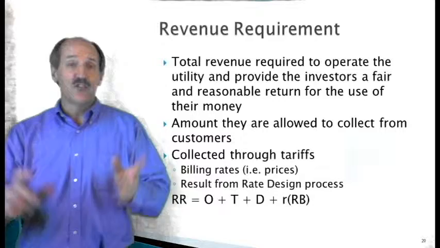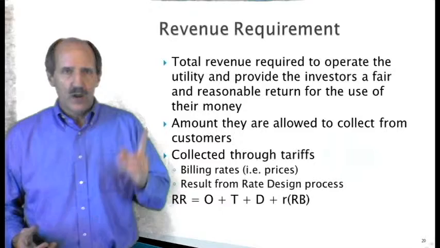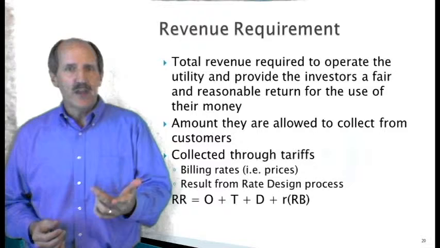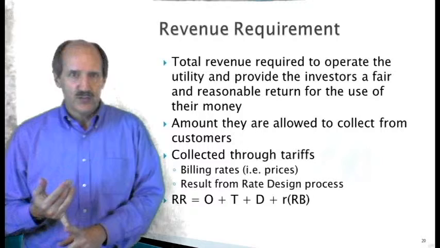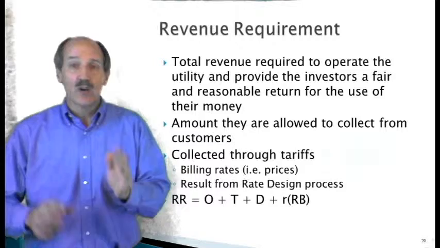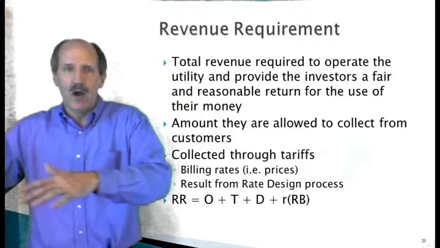As I just mentioned, the actual math of what's going on isn't that complex. The revenue requirement is the total revenue required to operate the utility and provide the investors a fair and reasonable return for the use of their money. It's the amount they are allowed to collect from customers, and it's collected through tariffs. Tariffs, that's the billing rates, that's the prices. And it's a result from a rate design process, and I've already talked way earlier about rate design, and we're not going to get into that. The rate design is which group pays how much. We're just looking at for now what's the total amount of dollars that the utility needs in order to operate.